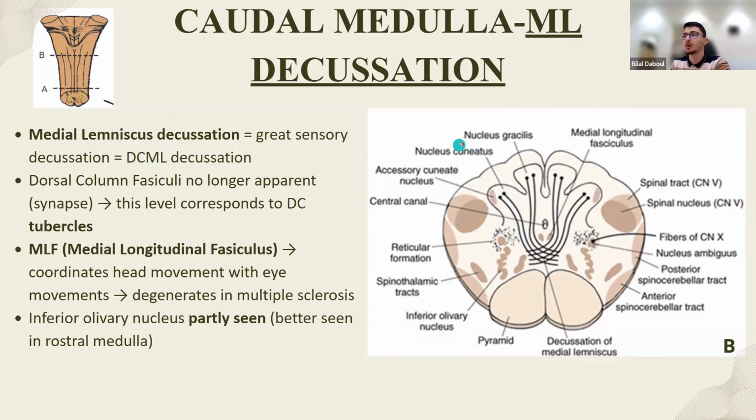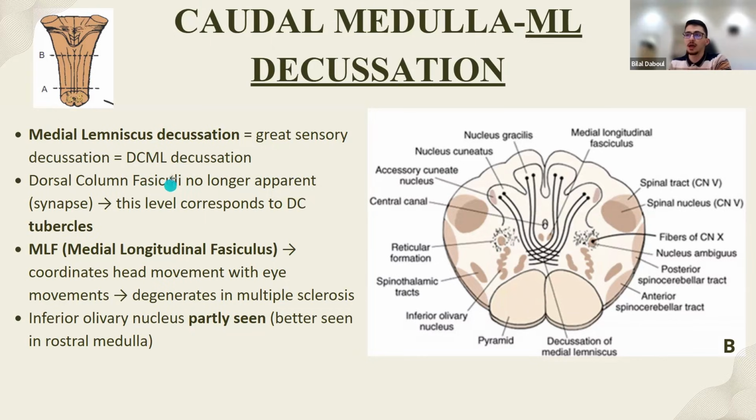So, the dorsal column medial lemniscal tract decussates at the level of the caudal medulla above the level of the spinomedullary junction. So you have the great motor decussation, the pyramidal decussation, and above it, you have the decussation of the medial lemniscus, or the great sensory decussation. So it's an upper level. That's the point I'm trying to convey.